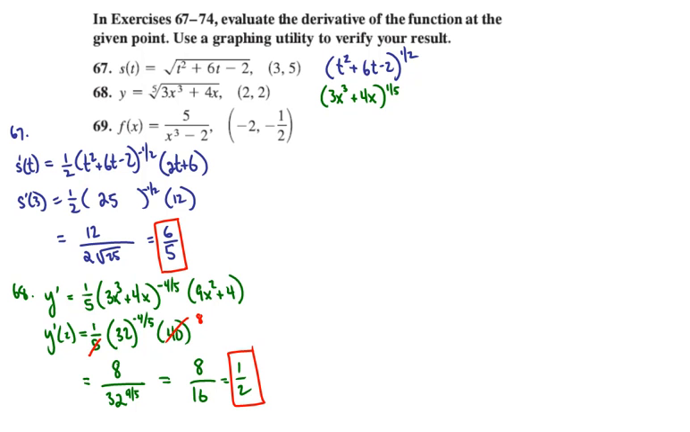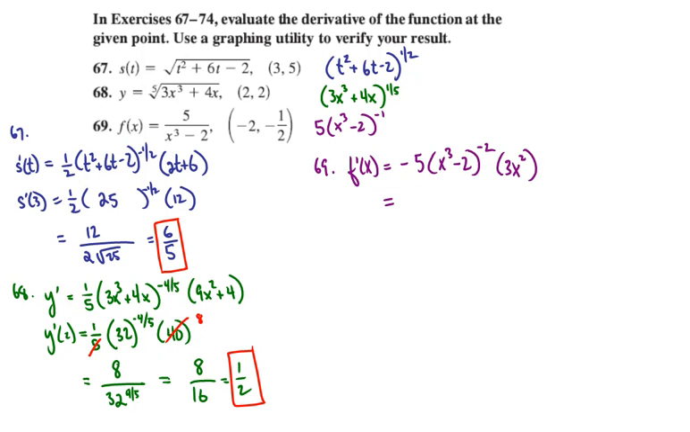We'll go on to number 69. Number 69 can also be rewritten as 5 times the quantity x cubed minus 2 to the negative 1st power. And so f prime of x would be negative 5, x to the 3rd power minus 2, reduce the exponent by 1 to the negative 2nd power, and then multiply by the derivative of the inside function, 3x squared. And we're ready now to find the derivative when x is equal to negative 2.